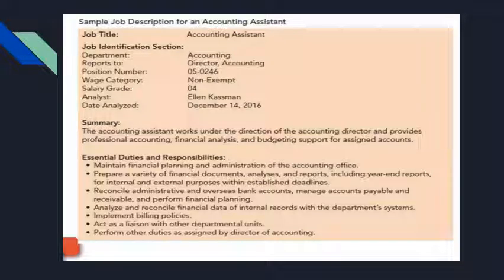And in this slide, you can see a job description for an accounting assistant with the corresponding title, overall identification, which includes the department the employee will belong to, who he or she will report to, the position or plantilla, wage category, salary grade, analyst, the date analyzed, the summary of the job, duties, and responsibilities.